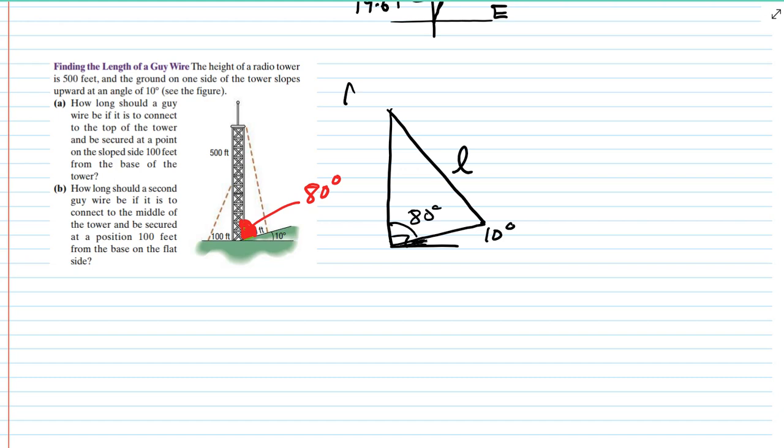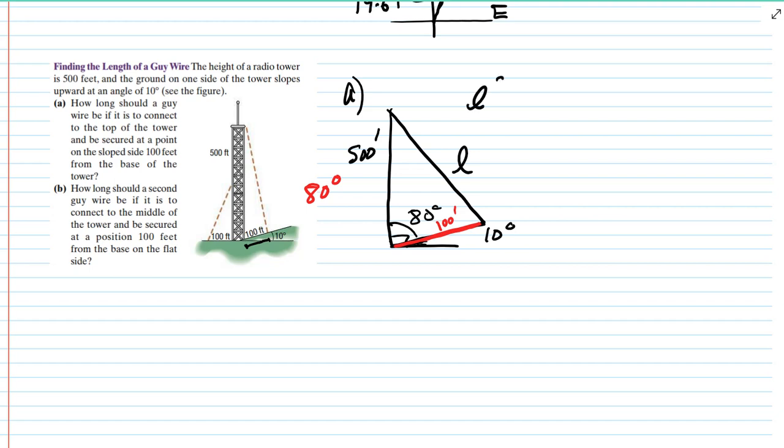In part A, we're given the height is fixed. The height of the tower is 500 feet. That's not going to change. We're also given the length of the side is 100 feet, and therefore this is 100 feet. That's the length of the side. With this, we can use the law of cosines because we have two sides and an included angle.